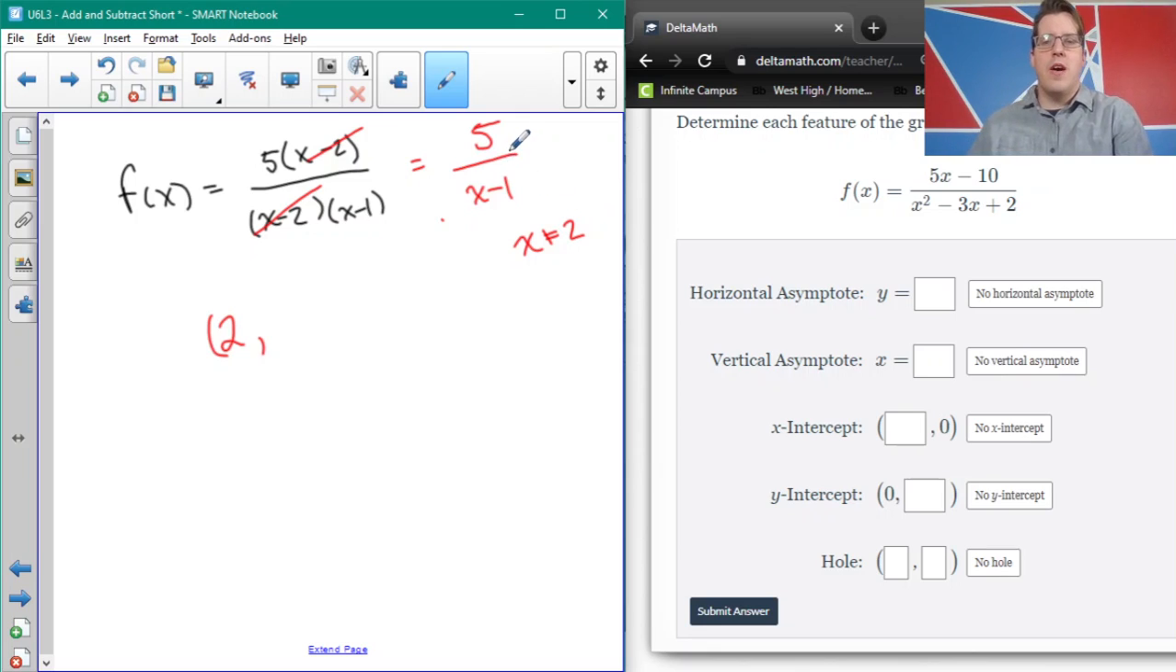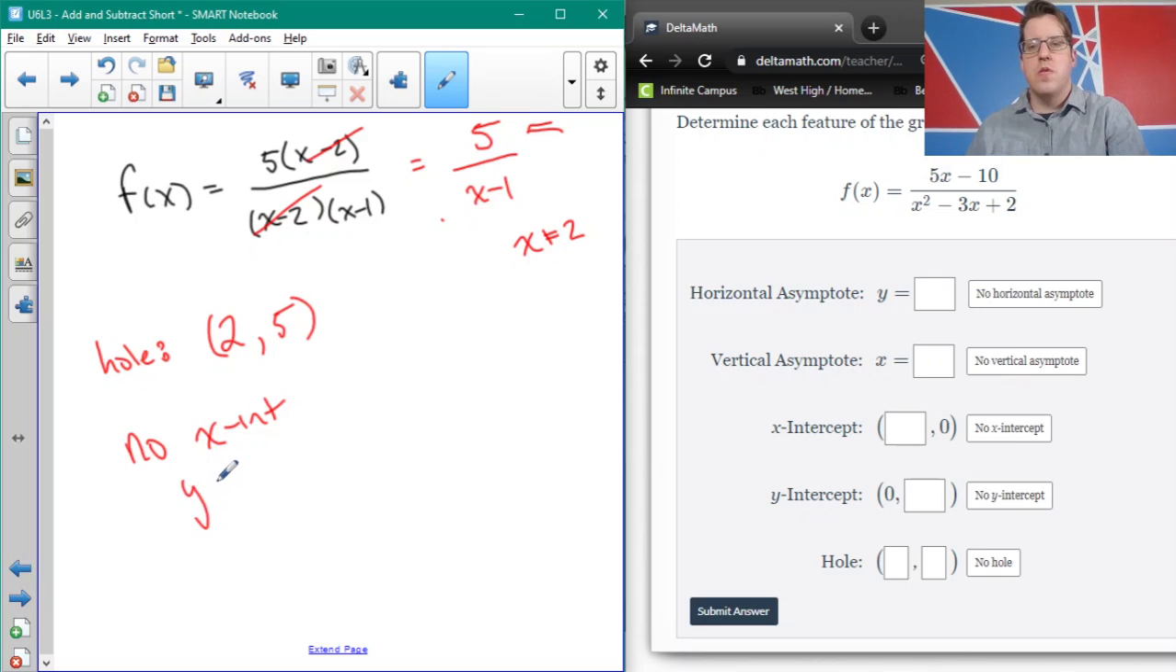If x were allowed to equal 2, we would get 5 over 2 minus 1, which is 5. So there's a hole there. We are not going to have an x-intercept. And the reason for that is there's no way to turn the numerator into 0. Our y-intercept, when we plug in 0, is going to be 0, 5 over -1, which is -5.